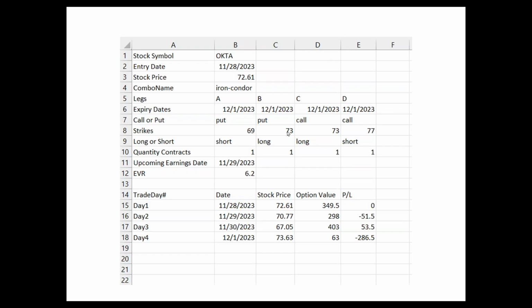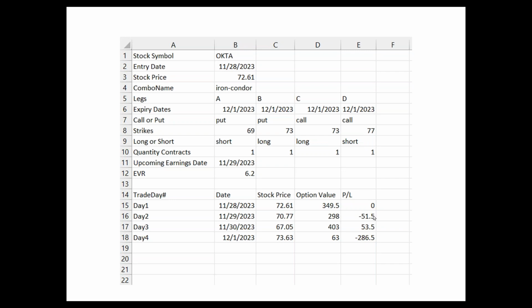So let's see how that affects this reverse iron condor, reverse iron butterfly in this case. Stock was at $72.61. We paid $349 net debit for the reverse iron butterfly. The next day, the stock closed at $70.77. Had we closed our trade at the end of that day, now I said during that morning we could have gotten in, we could have captured profit that morning, but it was not available at the end of the day anymore. That trade lost $51.